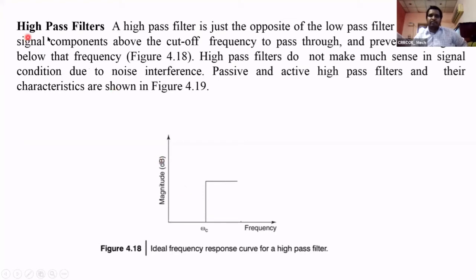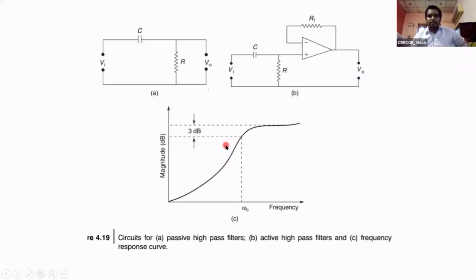Such types of filters are called high pass filters. Here low frequencies are rejected, only high frequencies are allowed. These are the circuits. This is the passive circuit of this filter. This is the active circuit of the filter.